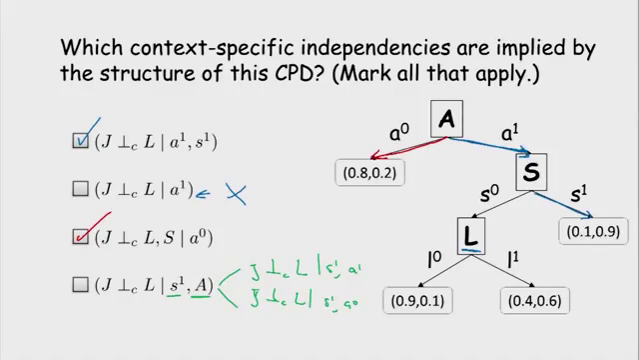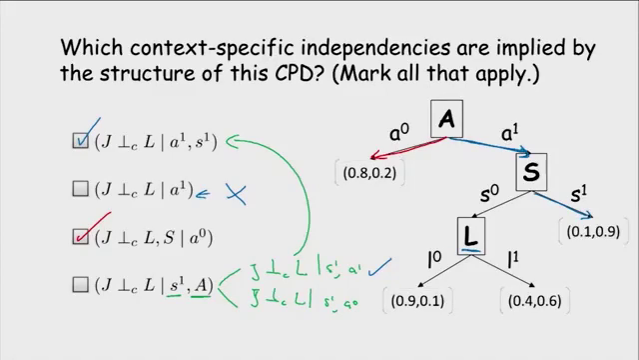Well, J is independent of L given S1, A1 is exactly this assertion, so this one's true. J is independent of L given S1 and A0 represents this, which in fact is a special case of this scenario. And so both of these in fact are true independence statements, and so since both cases hold, we have another conditional independence statement that holds here.